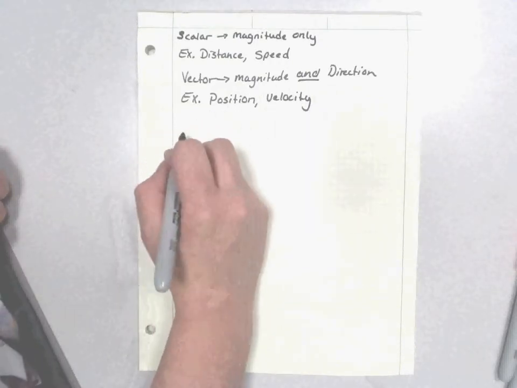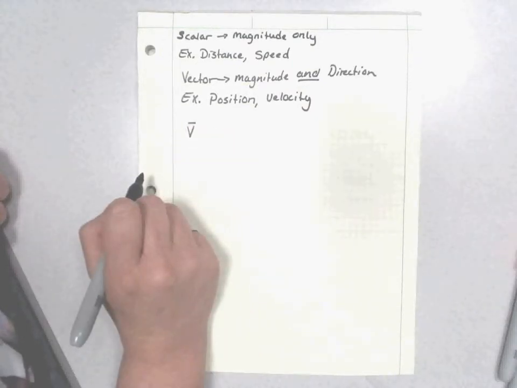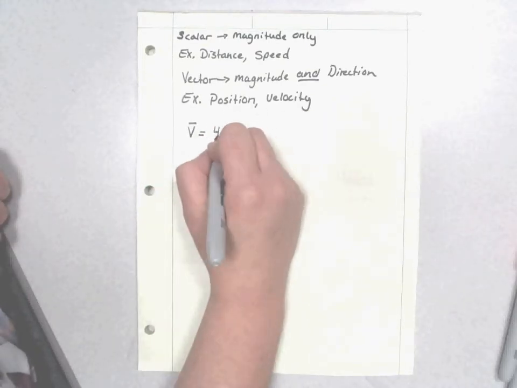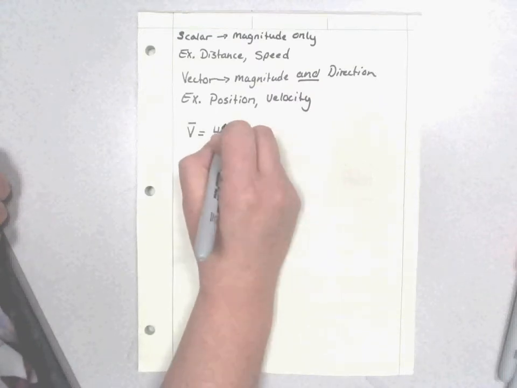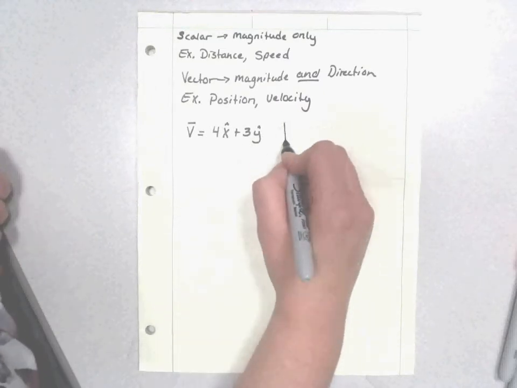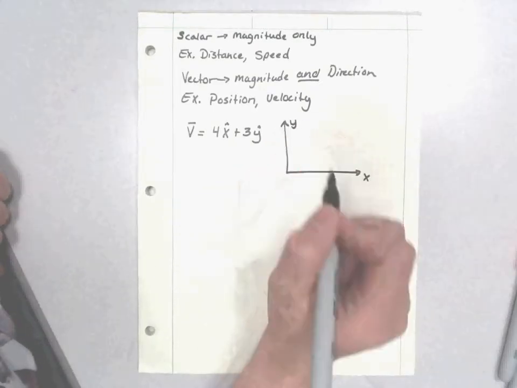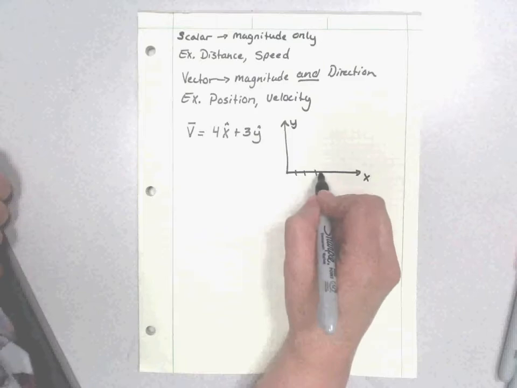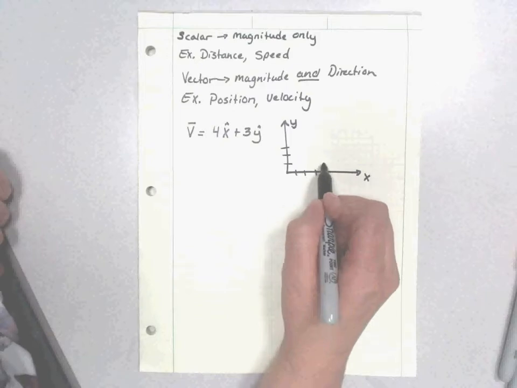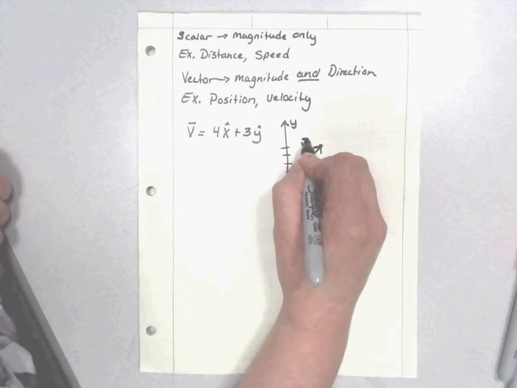So, to notate a vector, we'll use V for vector. We put the bar over the top, and then it's going to equal some magnitude and direction. For example, we'll say 4x plus 3y. We put the little hat to show that these are our directions. And what that will look like, if I have my x and y coordinates, I will go 4 in the x direction, 3 in the y direction, and from origin to that point, that's my vector v.